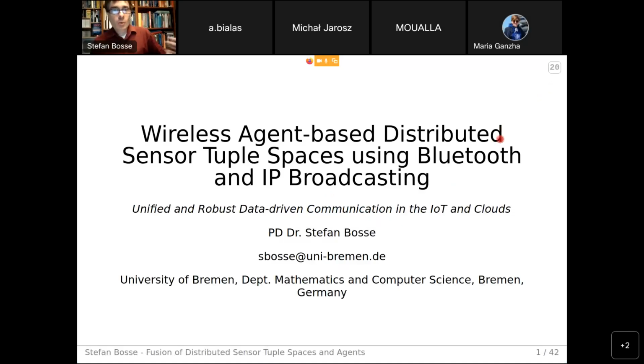Okay, yes, I want to talk about two different concepts. The first concept is tuple spaces, distributed sensor tuple spaces. On the other side, there's a communication technology used to connect the sensor tuples, that is Bluetooth and, as a fallback and background solution, IP broadcasting.